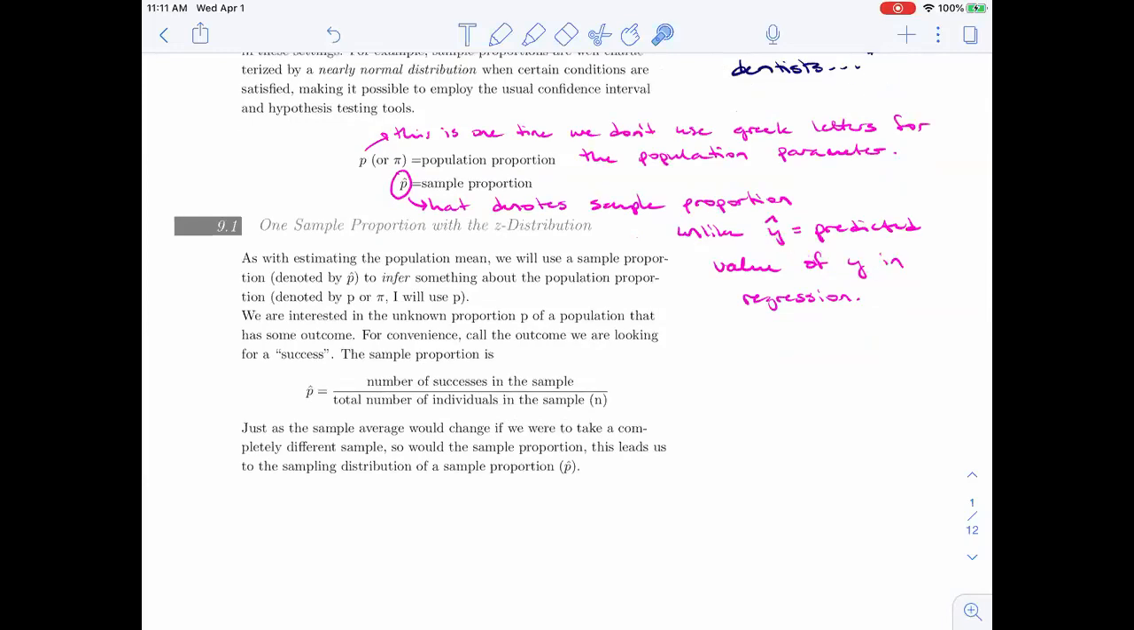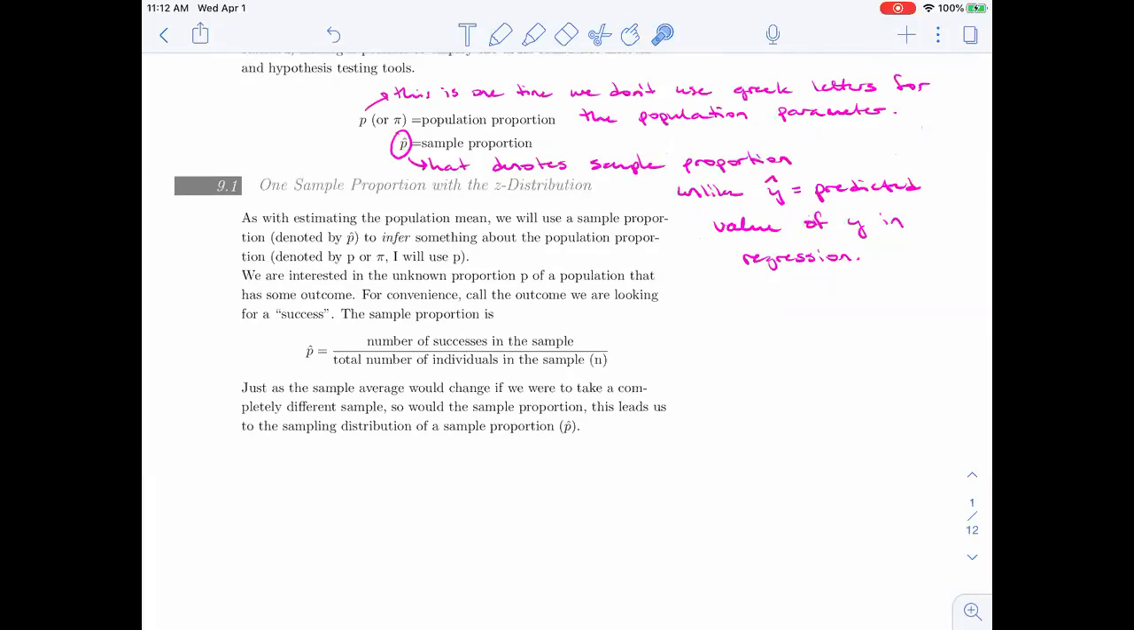Same as before, our goal is to figure out what the population proportion might look like. We're only able to collect a sample and calculate the sample proportion, but then we use that sample proportion to try to infer something about the population proportion. And so the sample proportion is going to be measuring some sort of success.